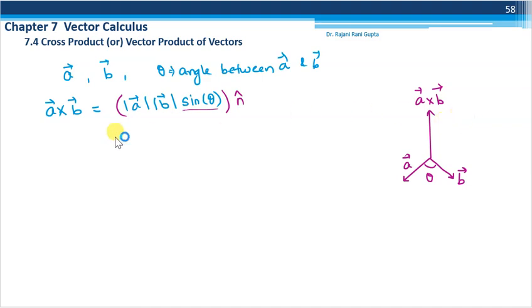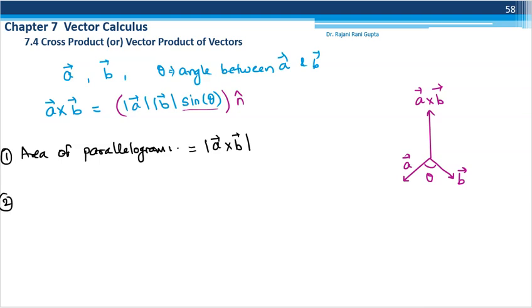But the cross product we are using to find, say, the area of a parallelogram with two sides A and B. If the two consecutive sides of a parallelogram are A and B, then the area of the parallelogram is given by the magnitude of A bar cross B bar. We can also use the cross product to find the area of a triangle. So if two consecutive sides are vector A and vector B, then the area of the triangle will be given by 1/2 of the magnitude of A bar cross B bar.